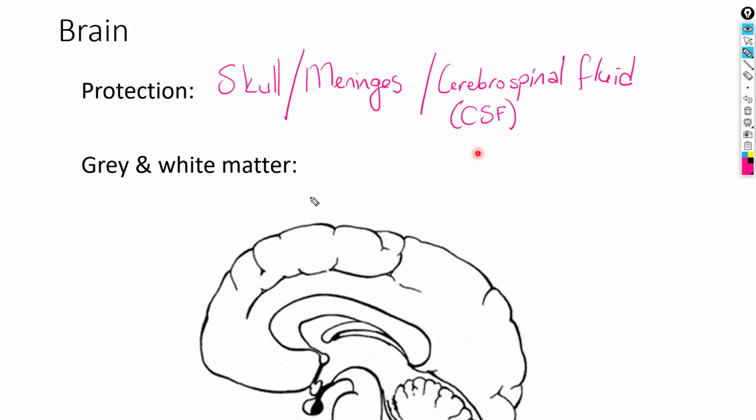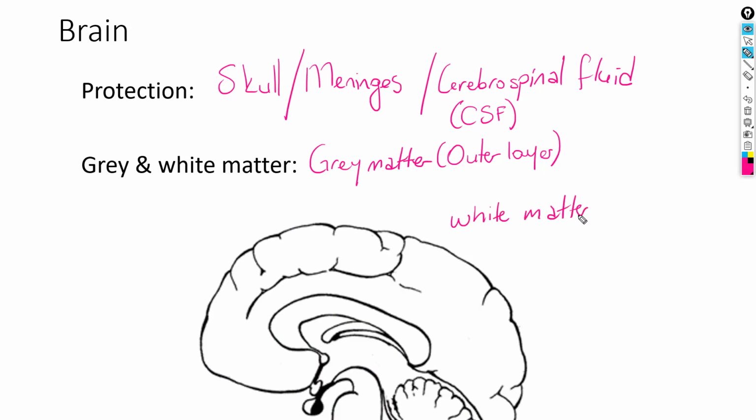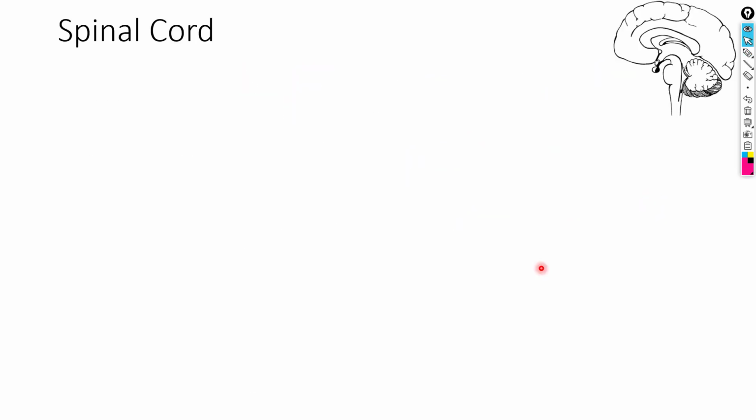Now, the outer layer of the cerebrum is gray in color, and it is called the cortex. And this gray color is because of the cell bodies and the dendrites of nerve cells. The inside of the cerebrum has white matter, which consists of axons of nerve cells.